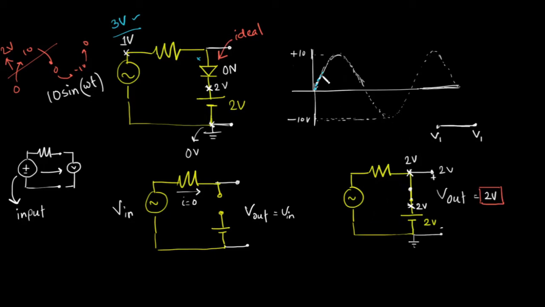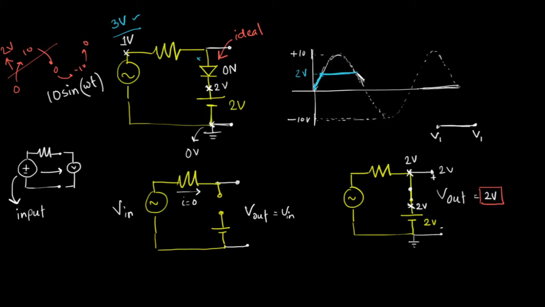The output will look like, suppose this is my 2 volt level. So the output will remain constant at 2 volt. The blue part of the graph is my output. As long as the input is greater than 2 volt, my output will be constantly at 2 volt. Now the input is rising, it goes to 10 volt, then it starts decreasing again.